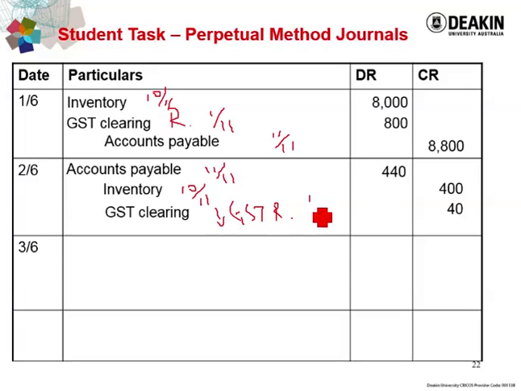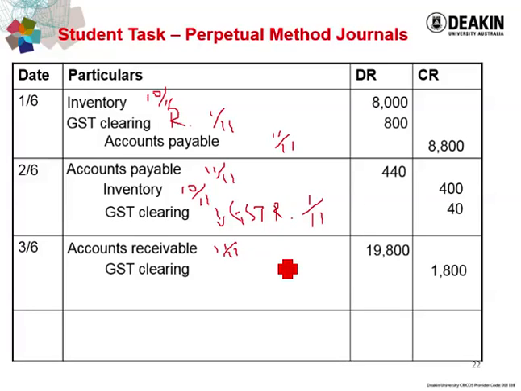Or recoverable, and this is 1 over 11 of 440. Then on 3rd of June, we sold inventory on credit for 19.8K GST inclusive. The cost is $6,000. So what we will do here is we debit accounts receivable, and again with receivable we also include the full amount, the GST inclusive amount, so 11 over 11, 19.8K, and we credit GST clearing. When we credit GST clearing, it means that we actually have GST payable because we collect tax from customers, and that tax is actually payable to the ATO.